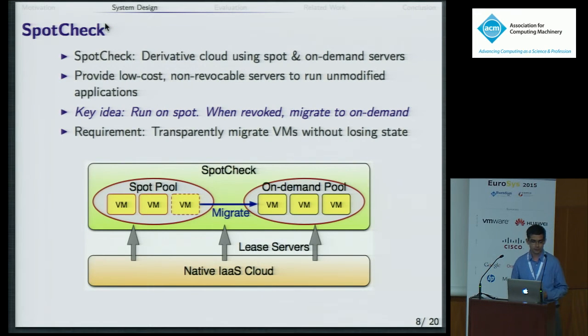We have actually built such a system and we call it SpotCheck. SpotCheck is a derivative cloud built on top of Amazon EC2 and it uses a combination of spot and on-demand servers. It is able to provide low-cost, non-revocable instances on which users can run their unmodified applications. The key idea behind SpotCheck is to run applications on the spot server whenever we can, and when the spot servers are revoked, you migrate them to an on-demand server. An essential requirement for this key idea to work is that we need some ability to transparently migrate VMs without losing any state, which means that the migration has to occur in a safe manner.